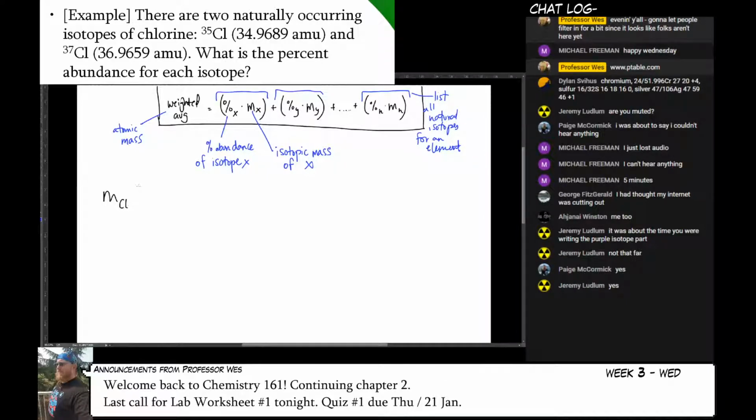So that is going to be our atomic mass of chlorine right there. So the mass of chlorine is going to be equal to the percent abundance of chlorine 35 times the mass of chlorine 35, plus the percent abundance of chlorine 37 times the mass of chlorine 37.